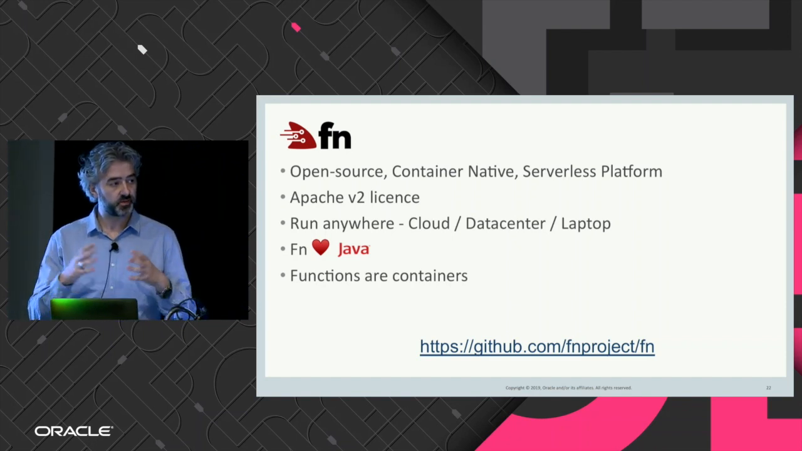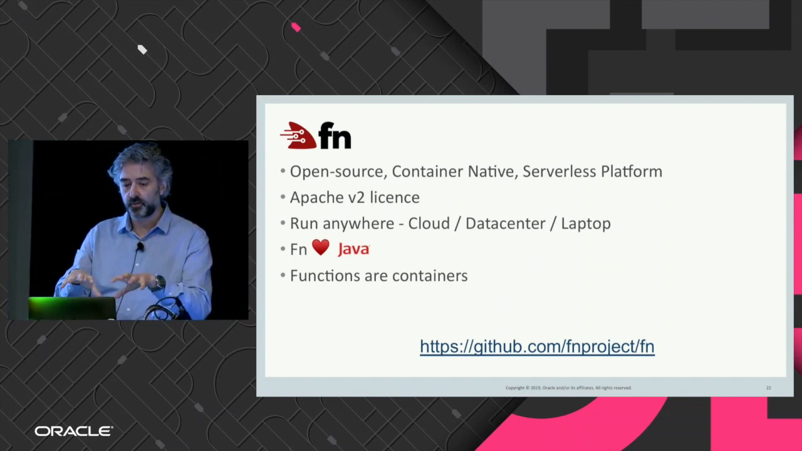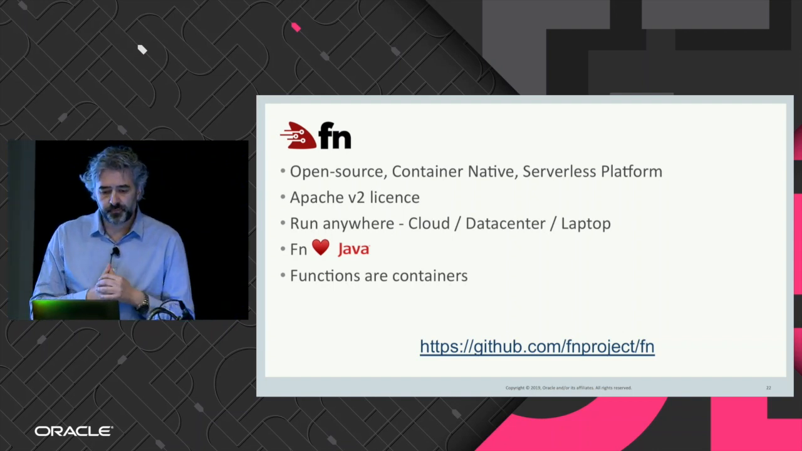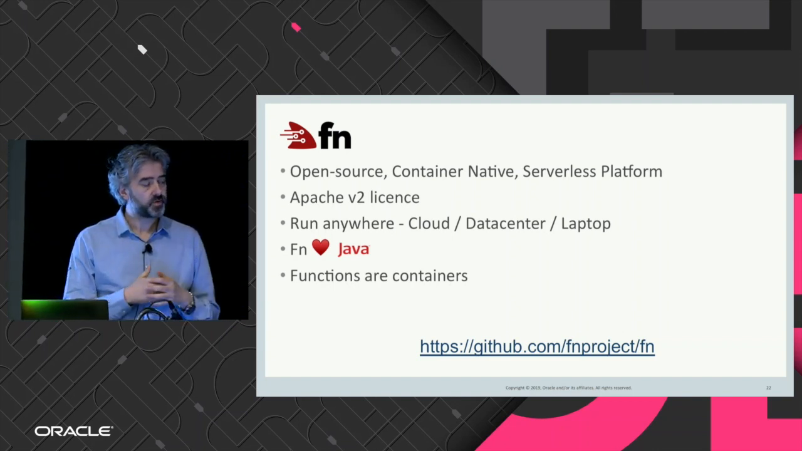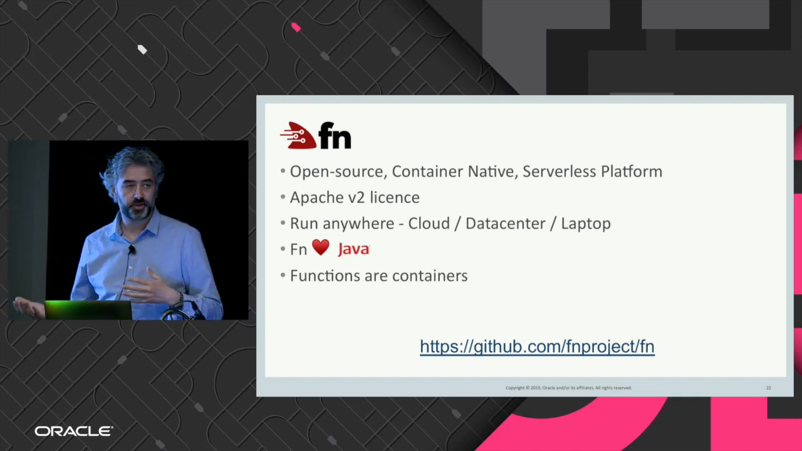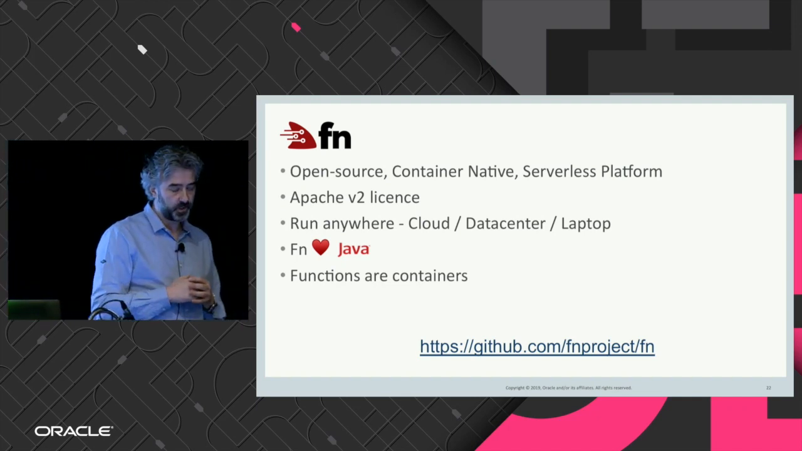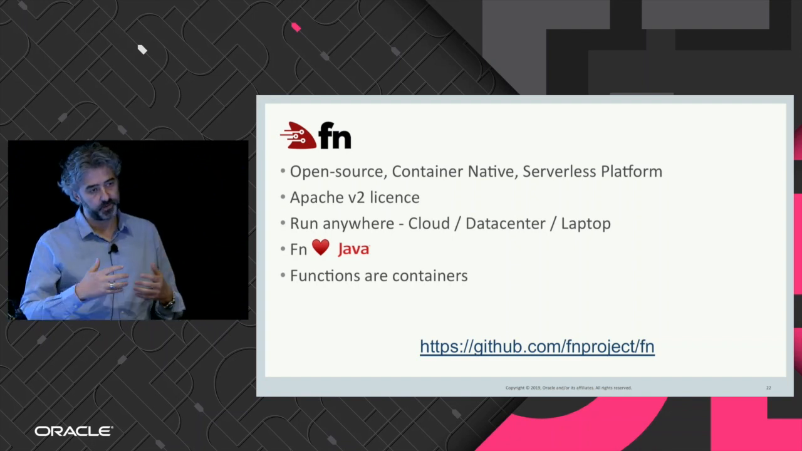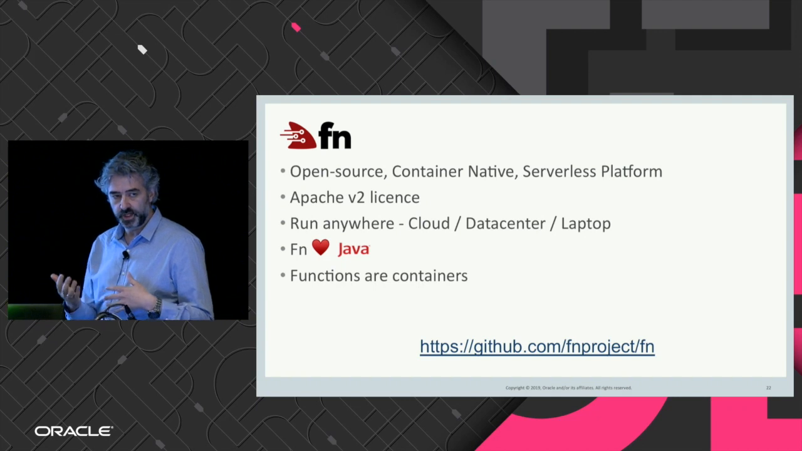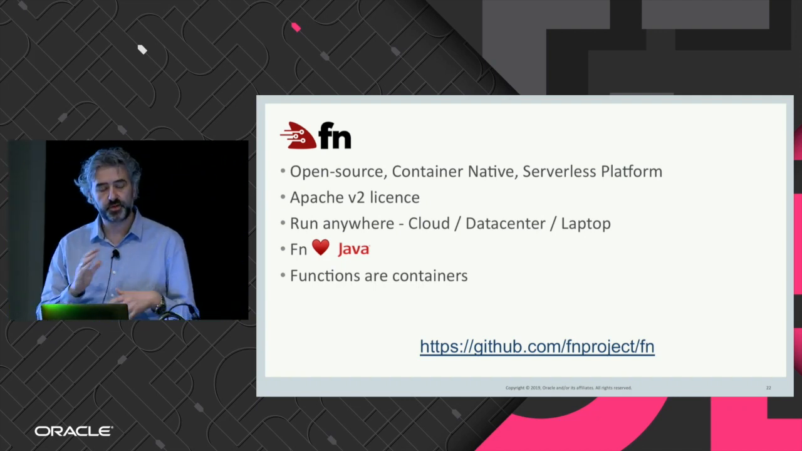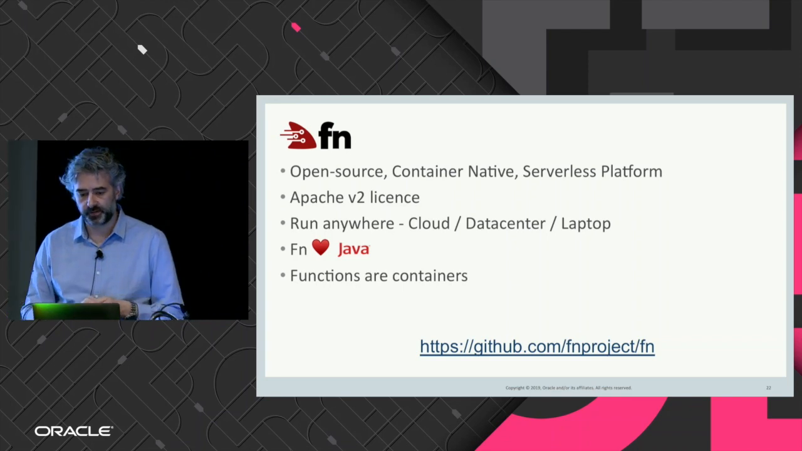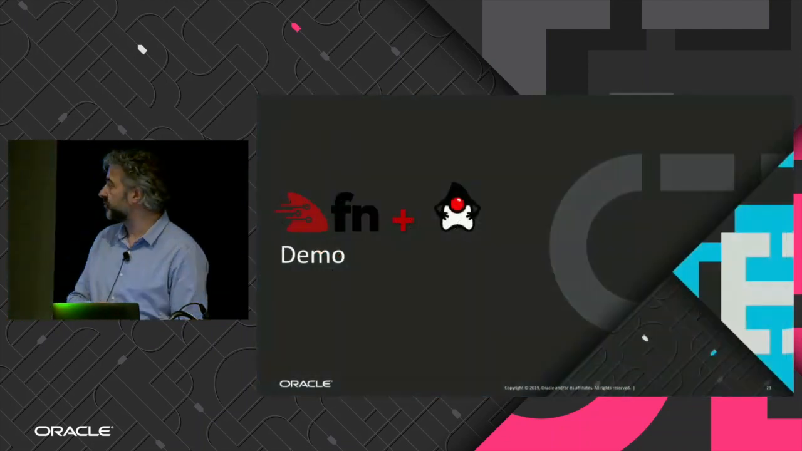So it's not a subset of the platform. It's basically the whole platform that is running on my machine. FN is container native. So you will see through my presentation that basically in FN, everything is a container. So you give to FN a piece of code that is your function, and FN will turn that into a container. Now, you don't need to understand nor provide any Dockerfile, so you don't need to understand all the details of Docker. Everything is handled for you by the platform. So let's have a look at the demo.